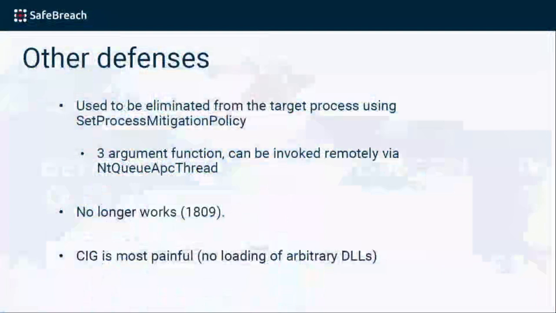With respect to CIG and other defenses, there used to be a technique to eliminate those defenses using SetProcessMitigationPolicy in the target process, invoking that with NtQueueApcThread, because that function has only three arguments. The NtQueueApcThread could cover them all. We'll see that in a later slide. However, this technique no longer works as of 1809. And I want to mention that CIG is most painful because it prevents us from loading arbitrary non-Microsoft signed DLLs.